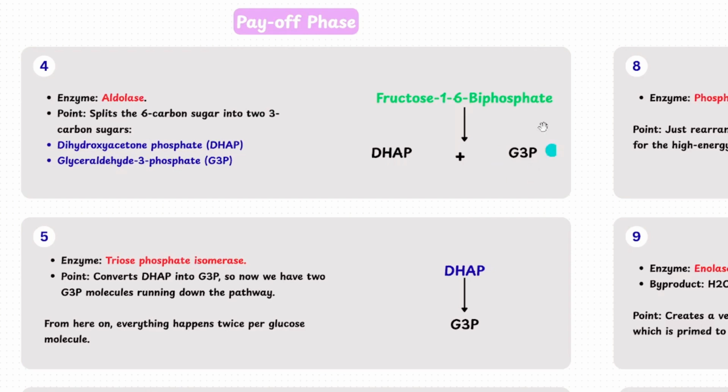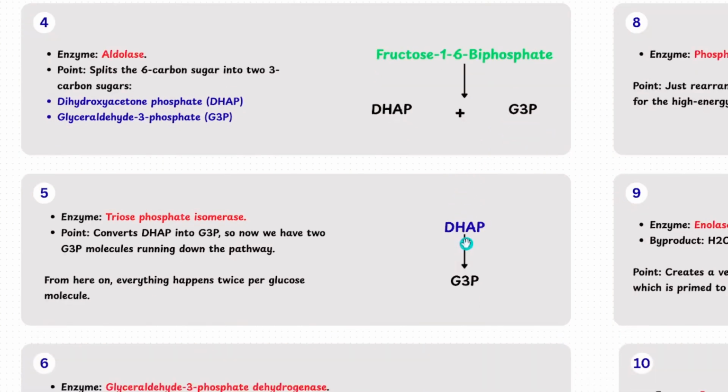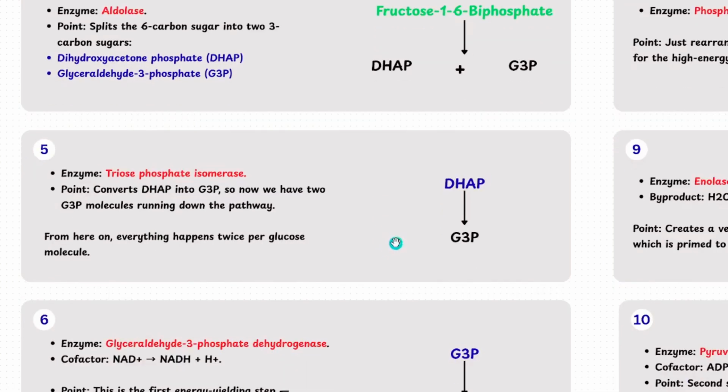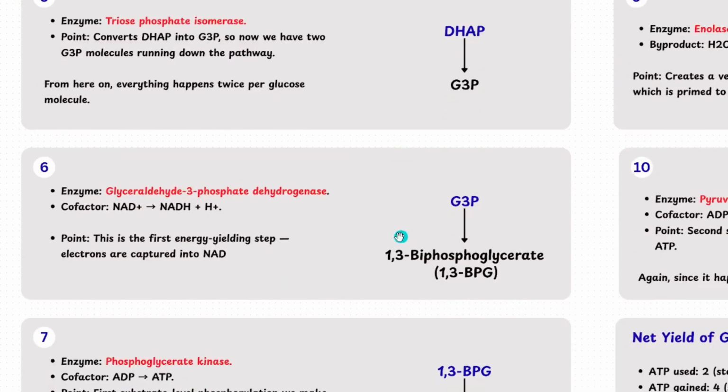Now, glycolysis prefers glyceraldehyde 3-phosphate for the subsequent reactions. So we have to convert that dihydroxyacetone phosphate to glyceraldehyde 3-phosphate. Now, thankfully, dihydroxyacetone phosphate is an isomer to glyceraldehyde 3-phosphate. So the enzyme that isomerizes it to G3P is known as a triose phosphate isomerase because this is a triose. It has 3 carbons, remember. So now anything that occurs after reaction 5 occurs twice.